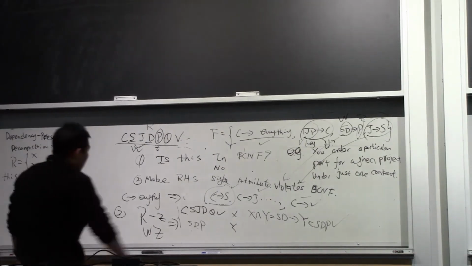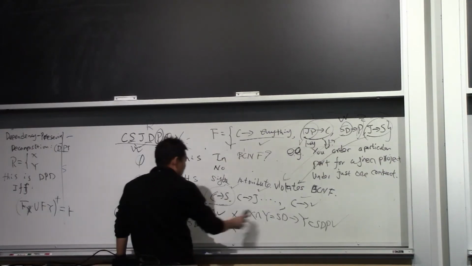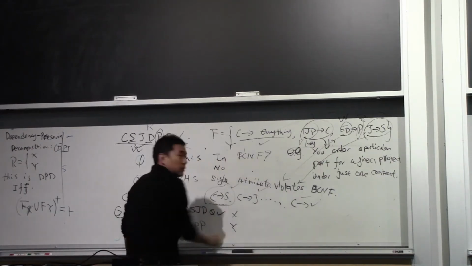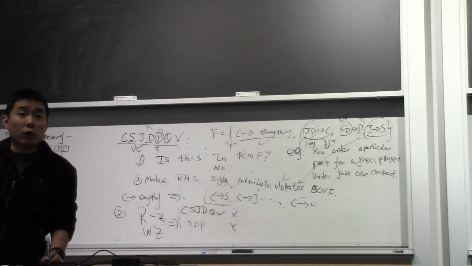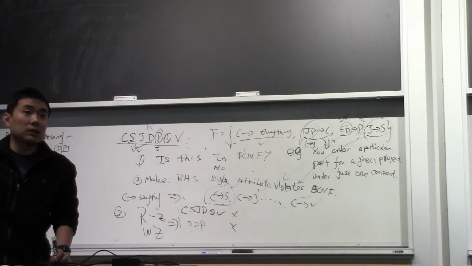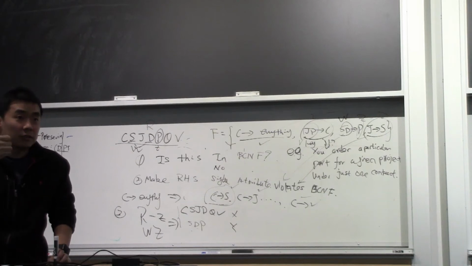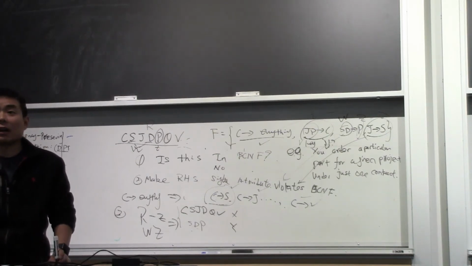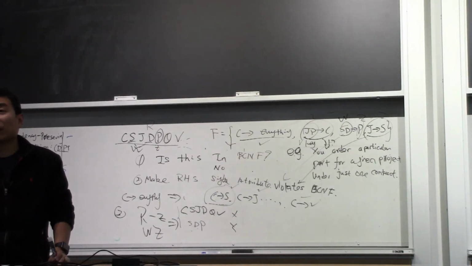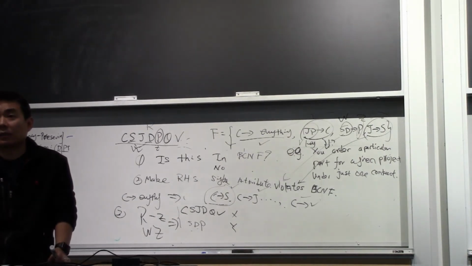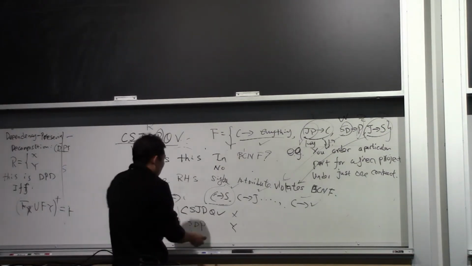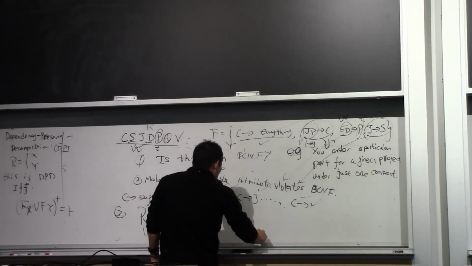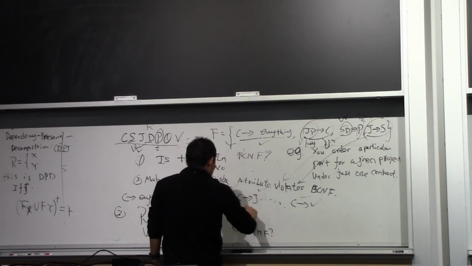The question is, lossless is just one side of the story, right? You want to ensure two more things. One is the resulting decomposition is dependency preserving, and they are in BCNF. Otherwise, you're not done yet. If they're not in BCNF, you should keep decomposing them. So let's check. Is Y in BCNF? Is X in BCNF?